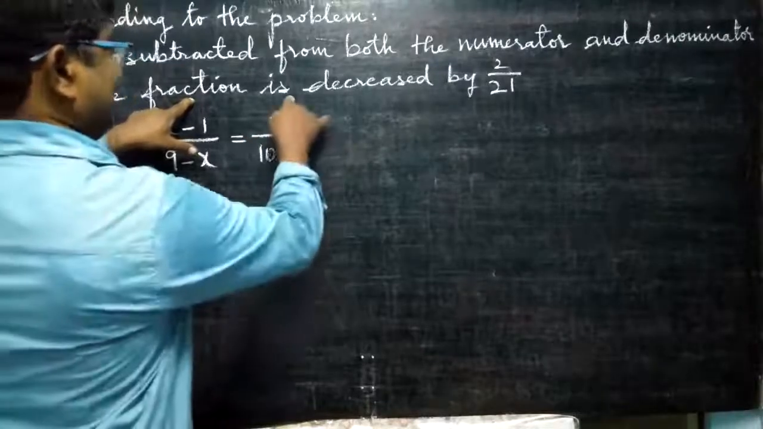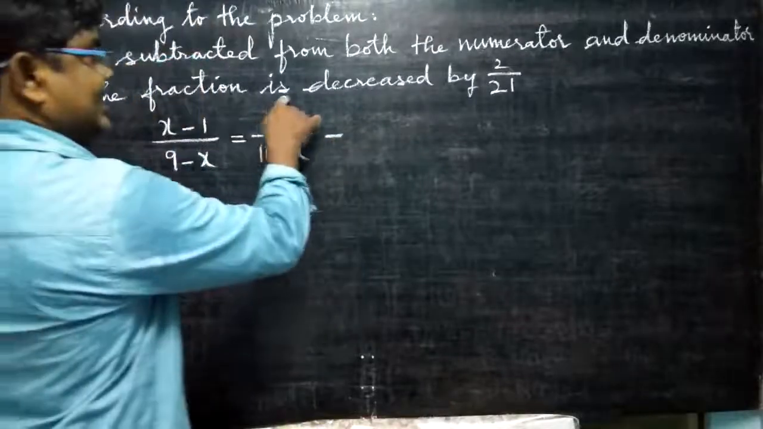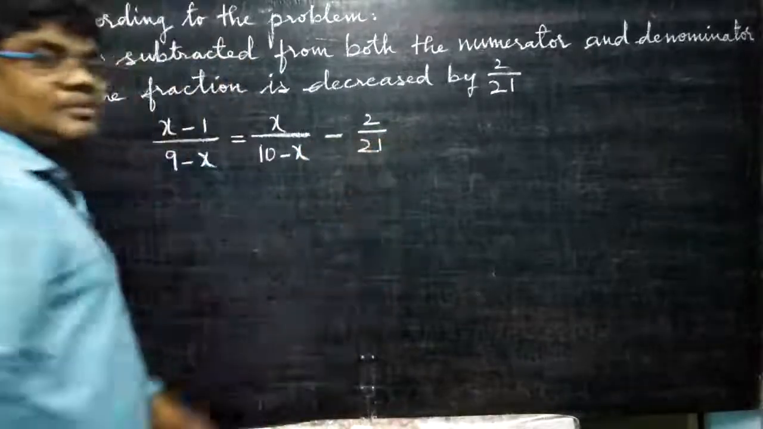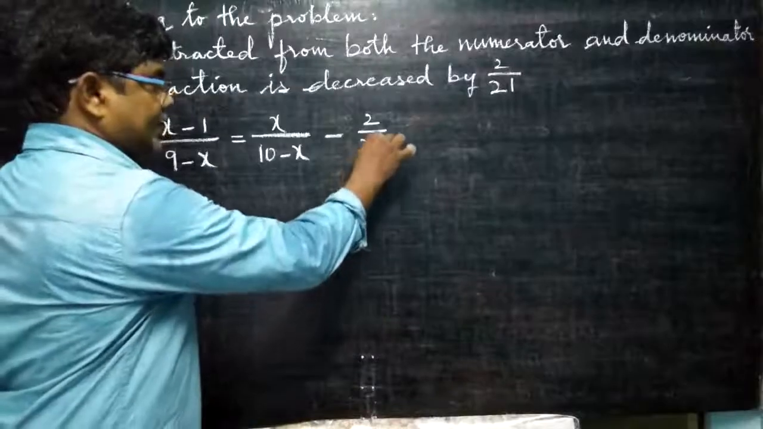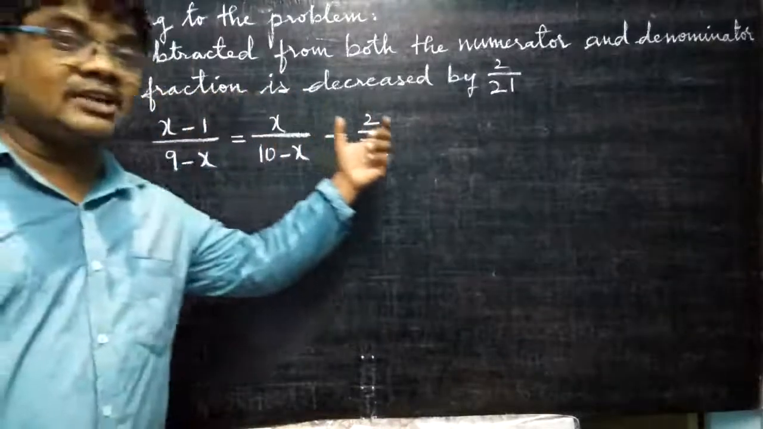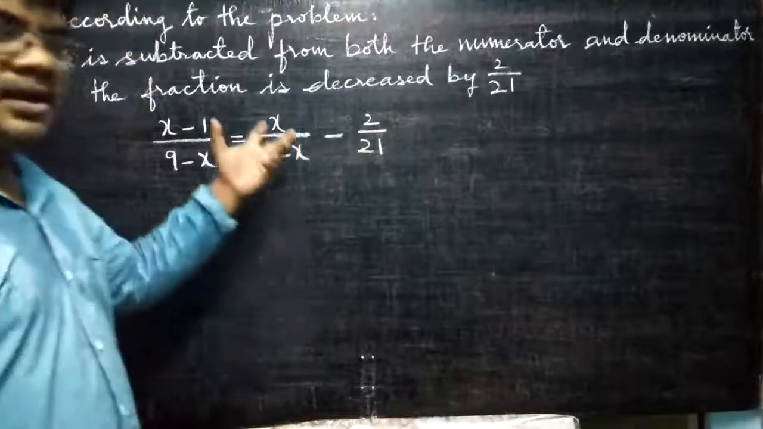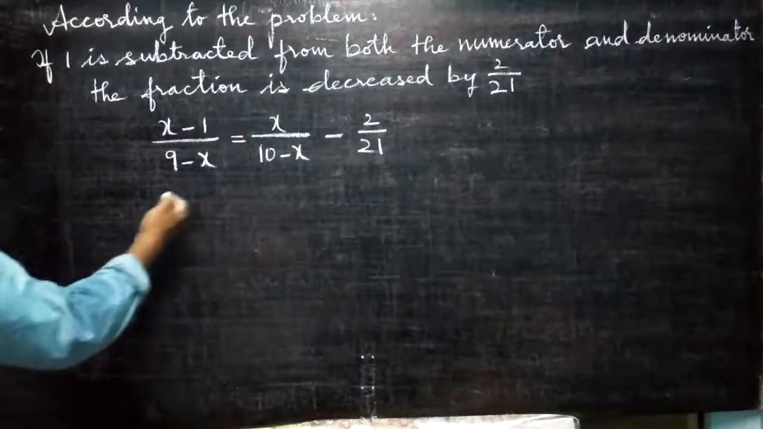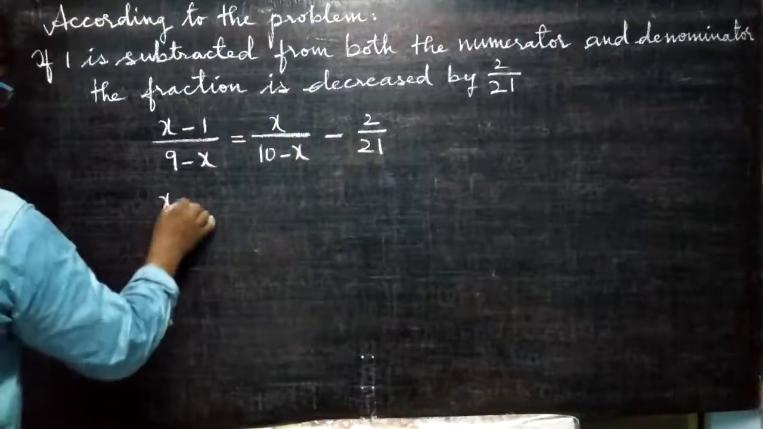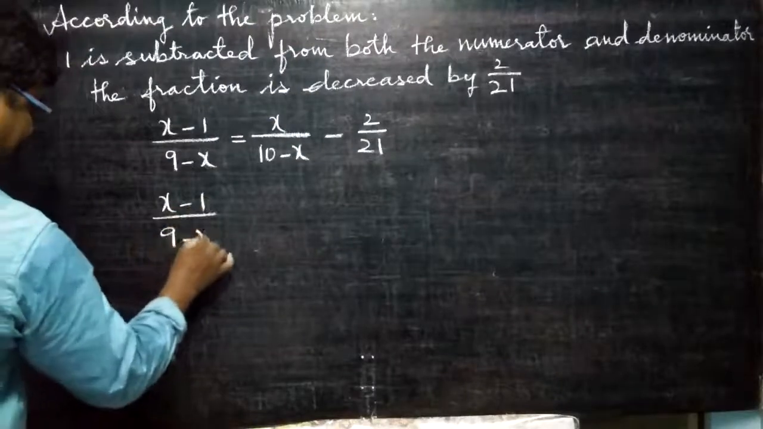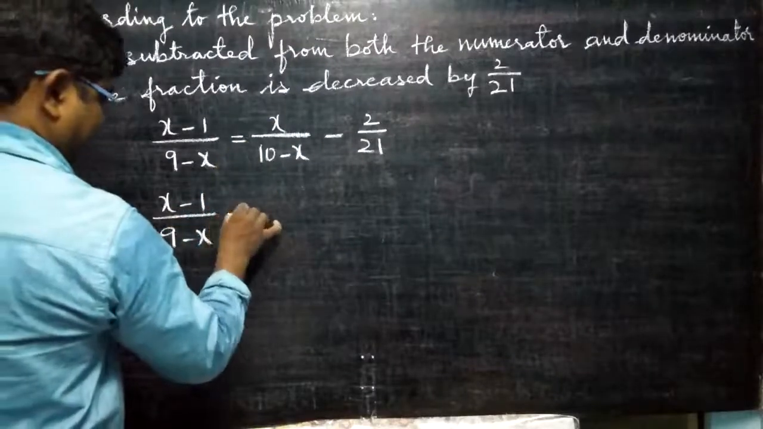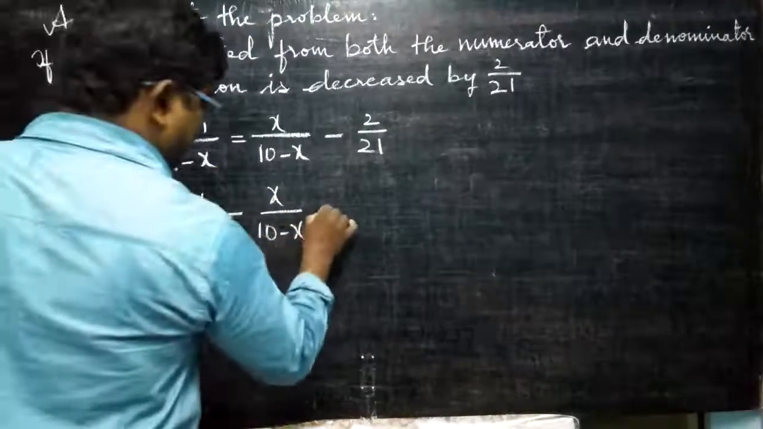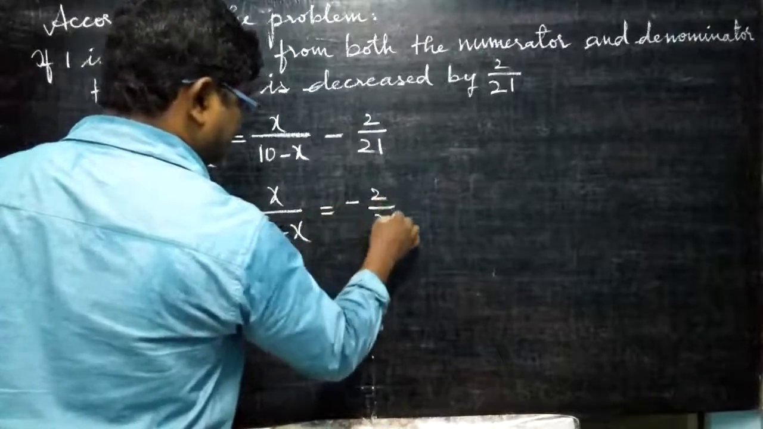Able to follow? Decreased means minus. Increased means plus. Decreased by 2 by 21. This much meaning is there. You have to be careful. So the condition you have to read once or twice or thrice, no problem. Nothing will happen. Now, variables one side, constants other side. x minus 1 by 9 minus x, plus coming from left, right to left is minus x by 10 minus x is equal to minus 2 by 21.